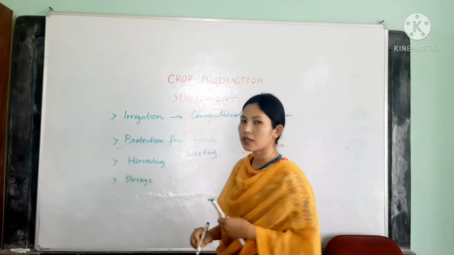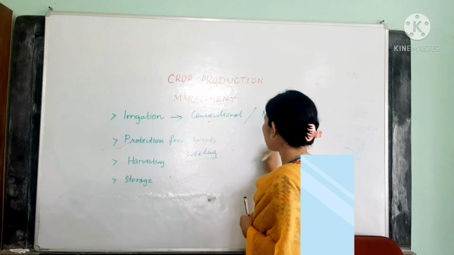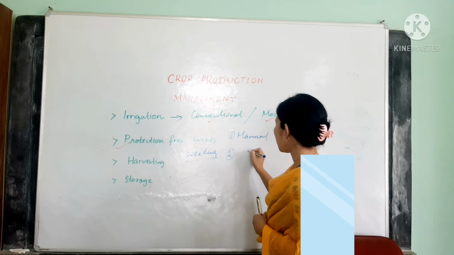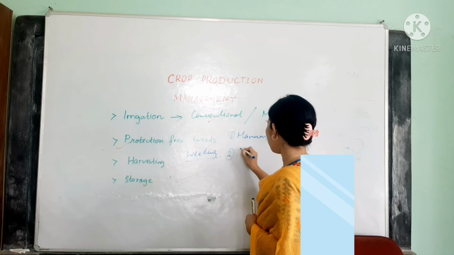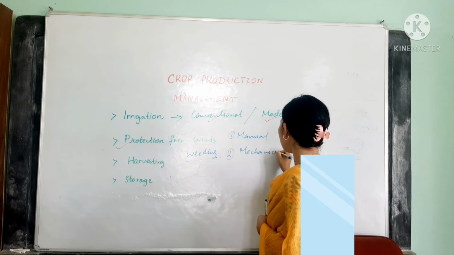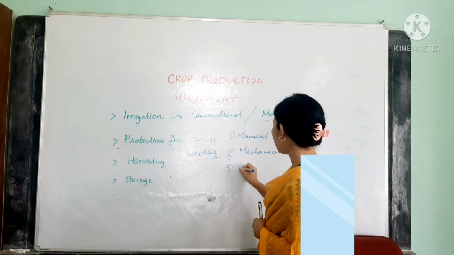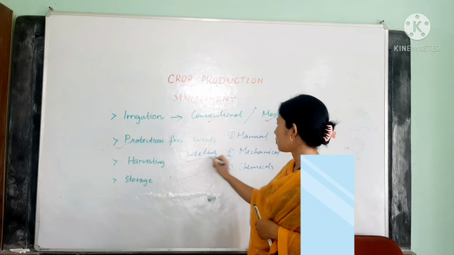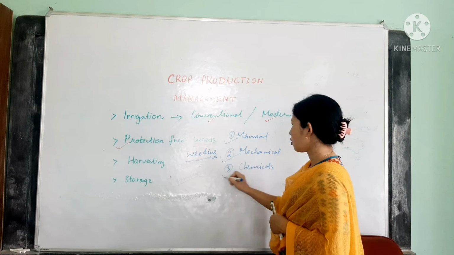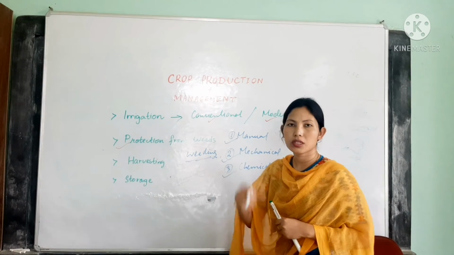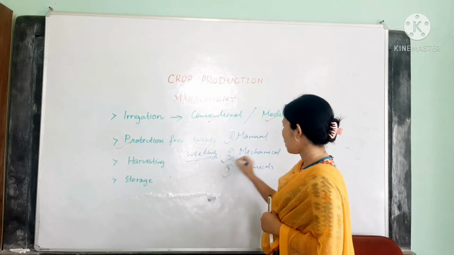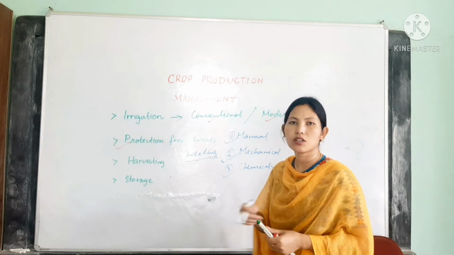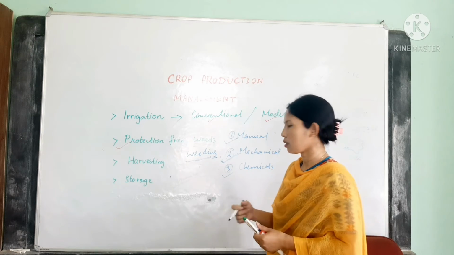This weeding can be done in 3 different ways. Number 1, by the manual method, manually; number 2, by the physical or mechanical method; and number 3, with the help of chemicals, right? So there are 3 different ways by which weeding can be done: manually, mechanically, or by chemicals. Manually we can do it with hands, by hand picking, or mechanically we can do it with the help of tools like the khurpi, etc. We can remove the weeds growing along with the crop.